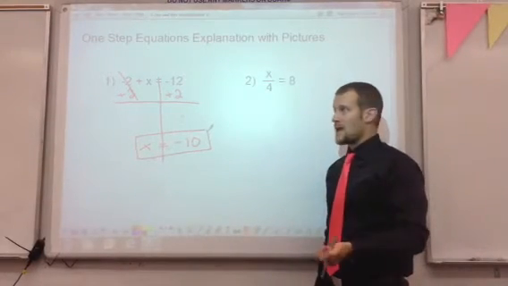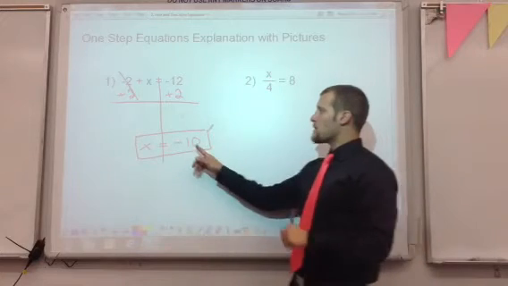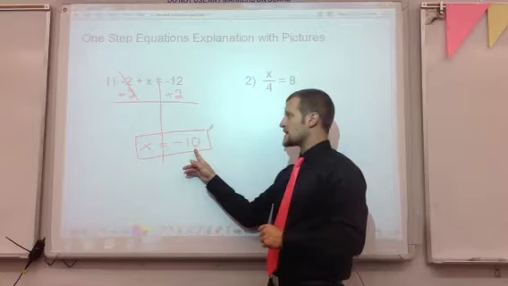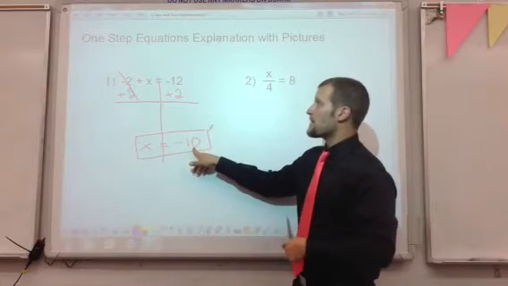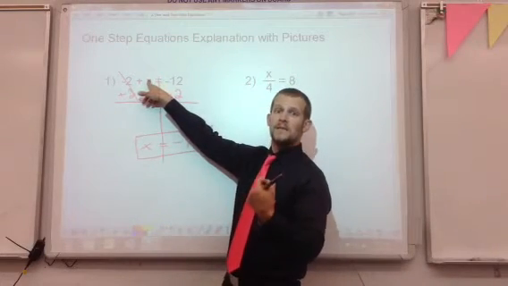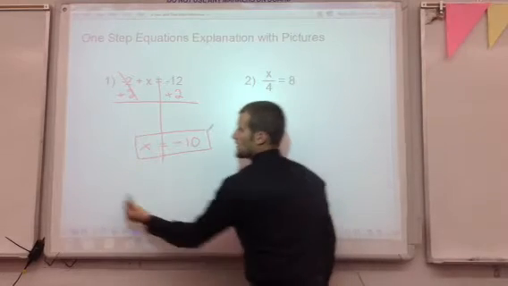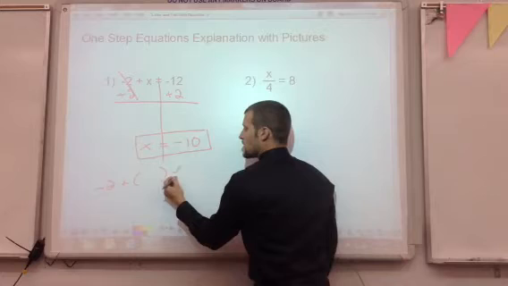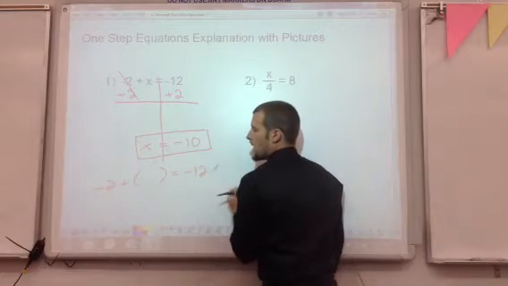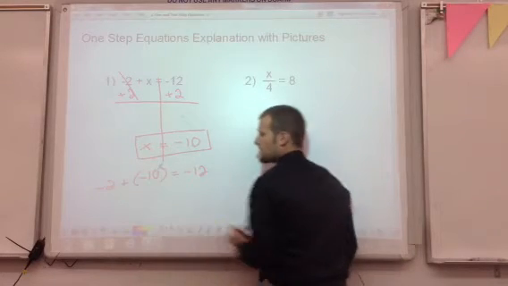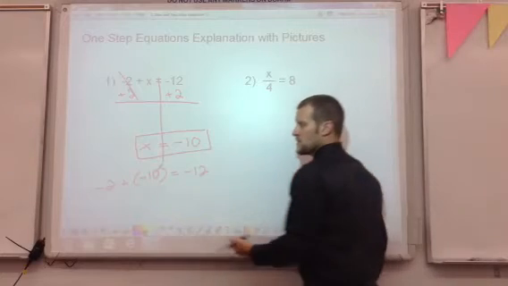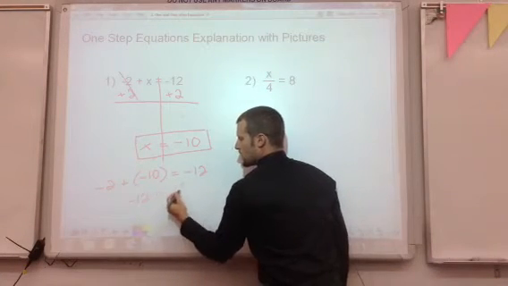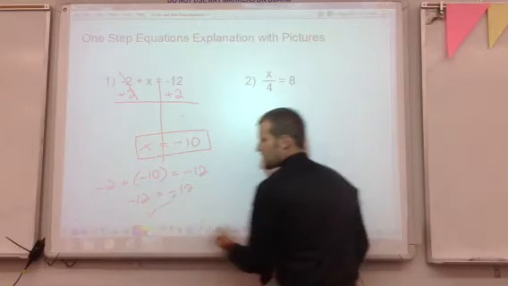That's our answer. Lastly, I want to make sure I didn't make any mistakes. So to make sure I didn't make any mistakes, I'm going to take my answer and plug it back into the original problem to find out if it works. So, -2 plus x equals -12, and x was -10. Then I just do this. -2 plus -10 makes -12. So that checks out. It works.